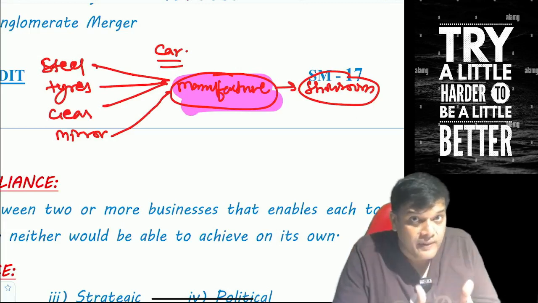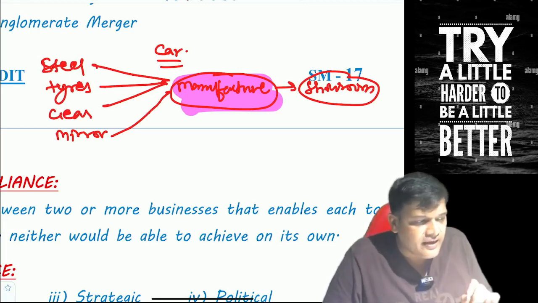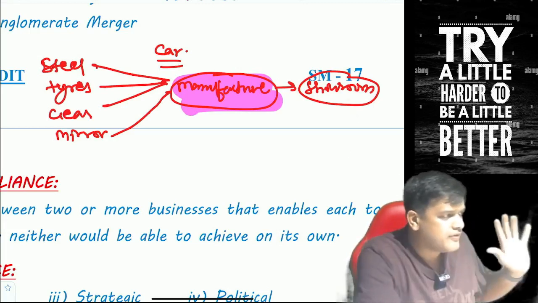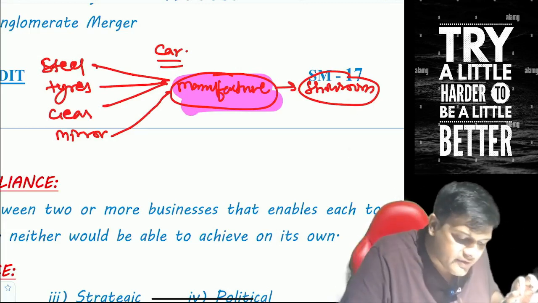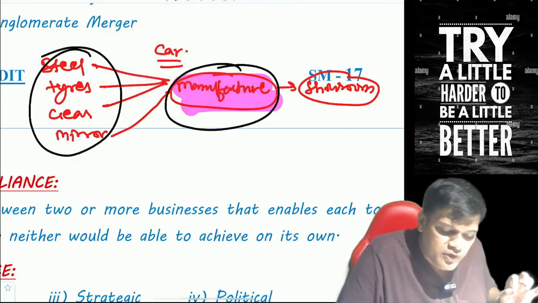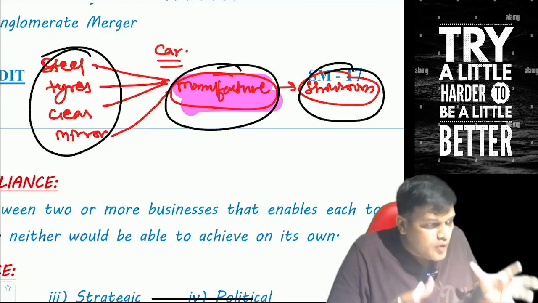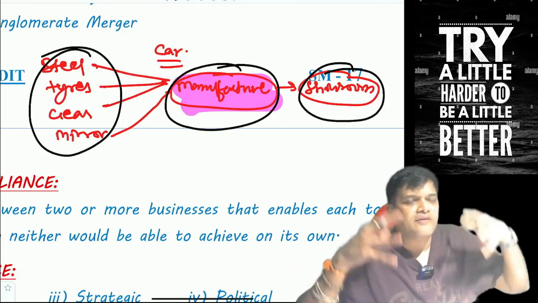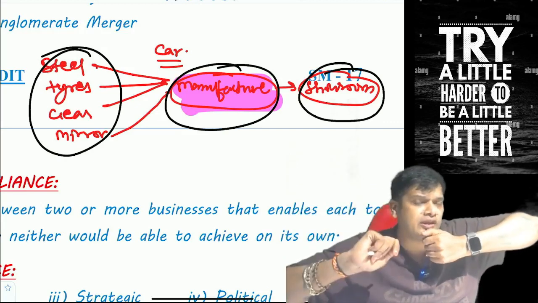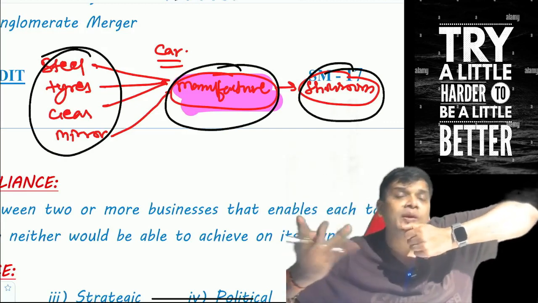It is about the process. What is the process of manufacturing a car? You take the raw materials, you produce, and you sell. This is the process. You are in the process, and that is called vertical. In vertical diversification, there are two things: one is forward and one is backward.